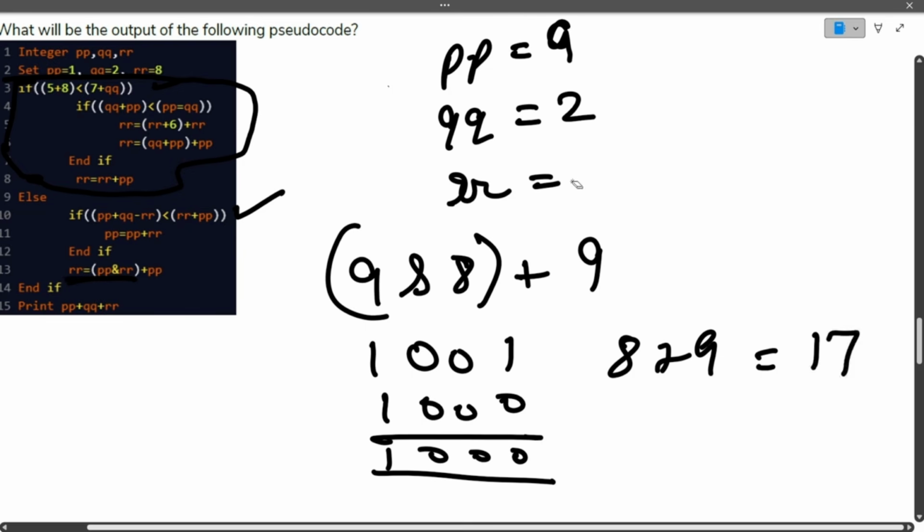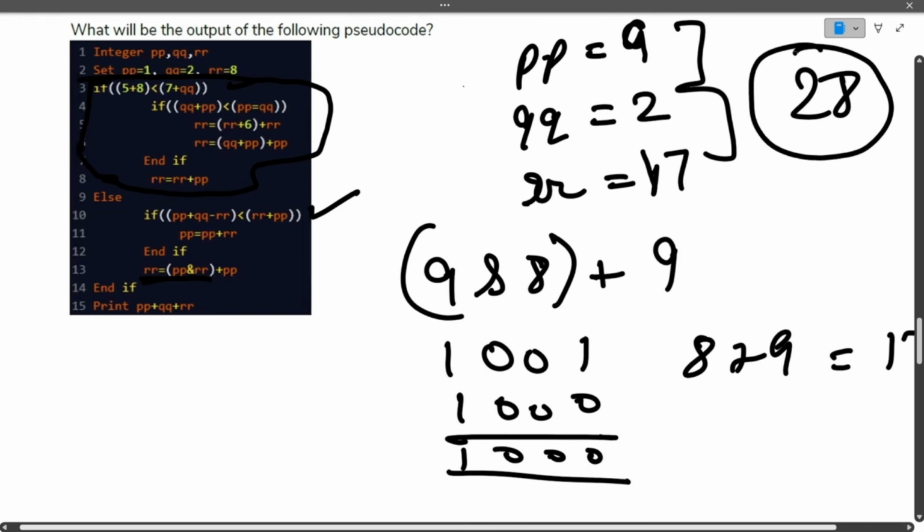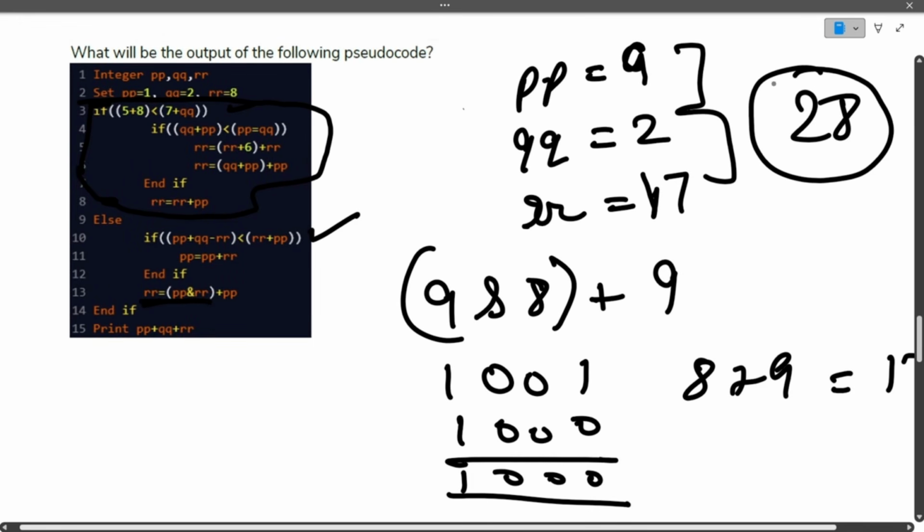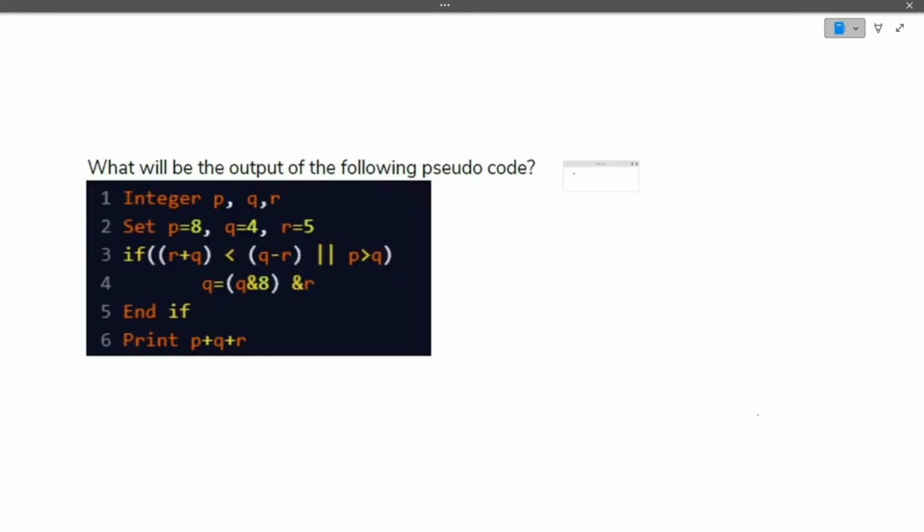So now 17 has been updated to rr. So rr has now become 17. Okay, so we will add these two. So 11, 28. Okay, so 28 it is. Okay, so this is the final answer for this particular pseudocode. So I hope this pseudocode is also clear to you.